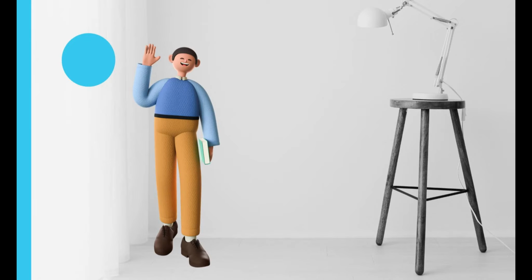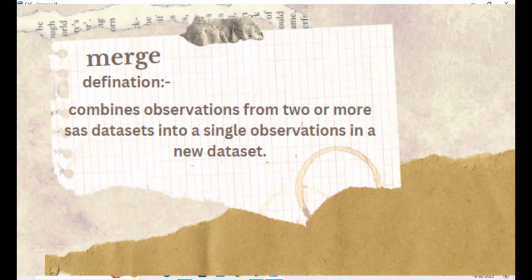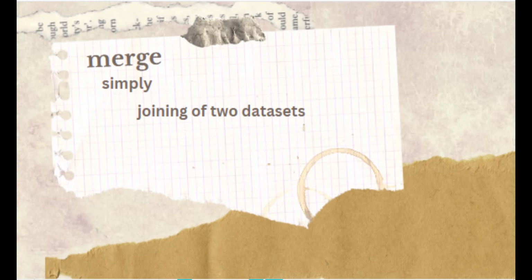Hi guys, in this session you are going to learn about merging in SAS. The definition is: it combines observations from two or more SAS datasets into a single observation in a new dataset. Simply, joining of two datasets. To explain merging, I am creating two datasets.